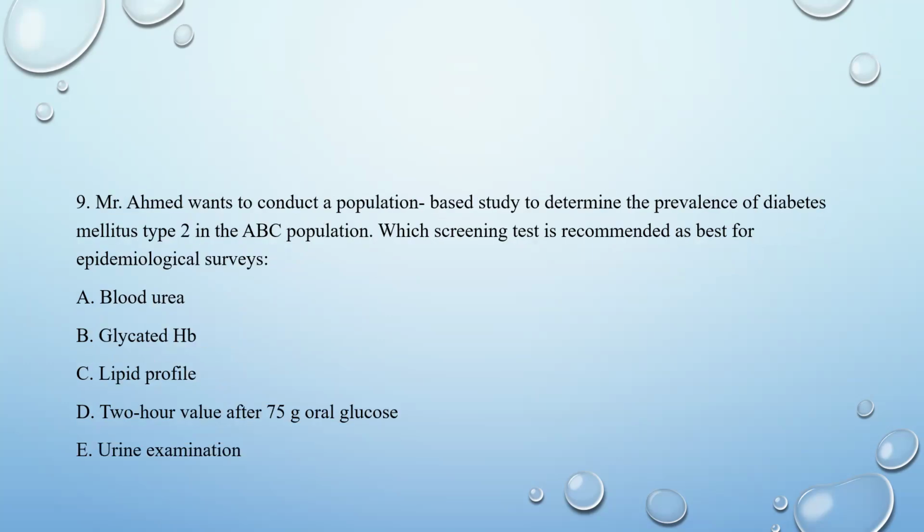The MCQ number 9, Mr. Ahmed wants to conduct a population-based study to determine the prevalence of diabetes mellitus type 2 in the ABC population. The screening test is recommended at best for epidemiological surveys is A, blood urea, B, glycosylated hemoglobin, C, lipid profile, D, 2R value after 75 gram oral glucose, and E, urine examination.